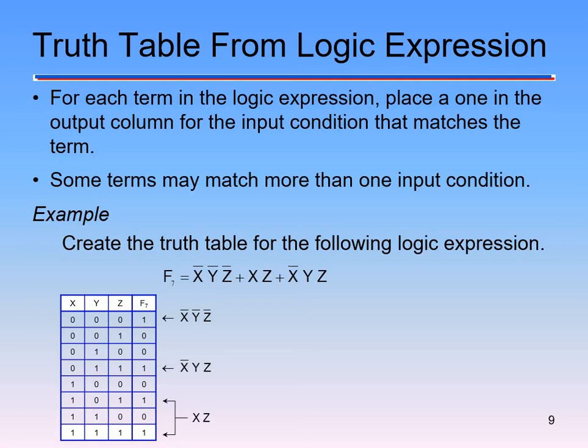We have x bar, y, z. So that we're looking for at 0, 1, 1, there will be an output of a 1. All right, you can see where that lies in the table. And then here's the catch.